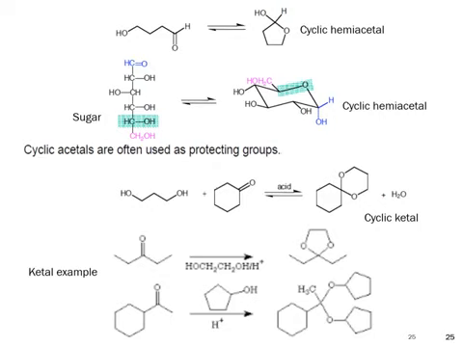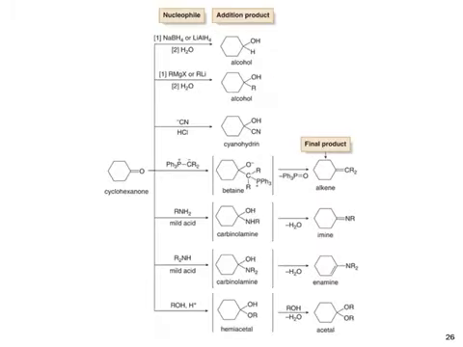Cyclic acetals are often used as protecting groups, and the example below is a ketal formation. In this, the hydroxyl group attacks the carbonyl of the ketone in the presence of acid, and it is converted into a dialkoxy compound. This is an example of a cyclic ketal, and the example below is also an example of ketal formation.